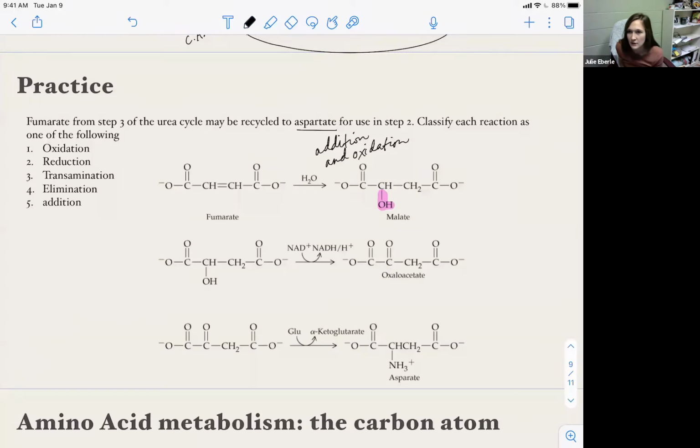Everybody see how it's oxidation? Everybody see how it's addition? From the water, the OH goes right there, and then the hydrogen goes right down that carbon from water.